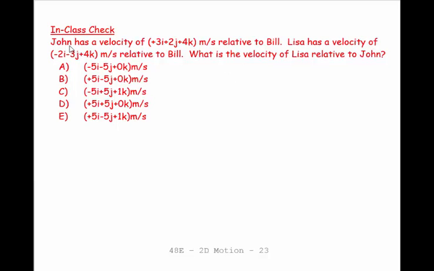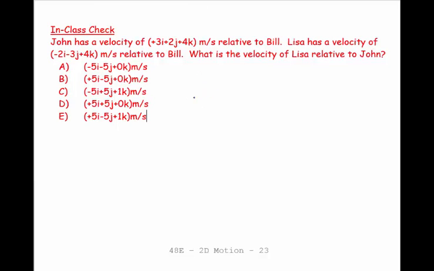So this question says, John has a velocity of 3i + 2j + 4k meters per second relative to Bill. Lisa has a velocity of -2i - 3j + 4k meters per second relative to Bill. What is the velocity of Lisa relative to John? So let's visualize it to begin with.